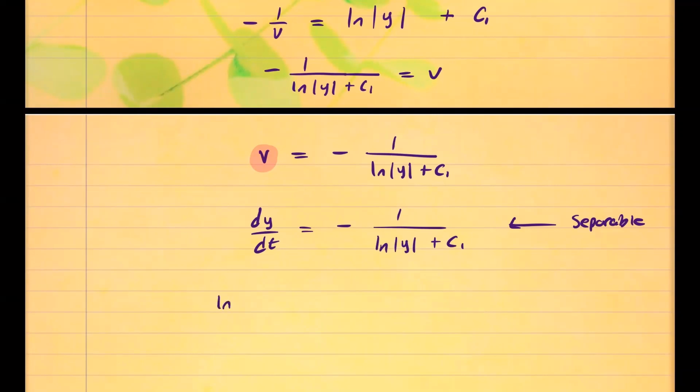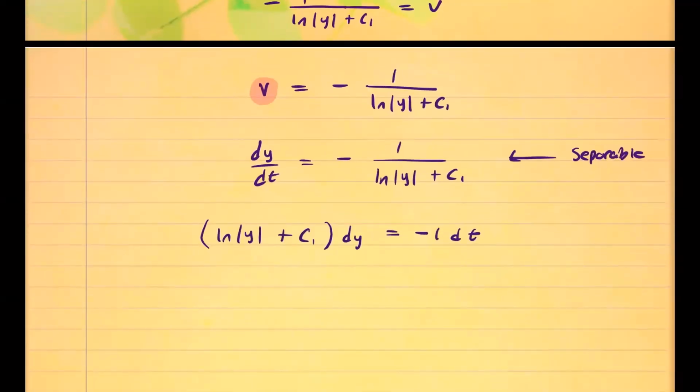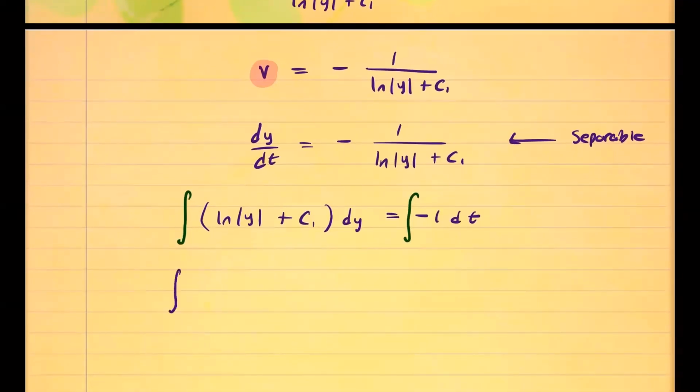So you'll have ln of absolute value of y plus c1 times dy is equal to negative 1 dt. And now we can integrate both sides with respect to its variables. On the left-hand side, we're integrating ln of absolute value of y dy. I'm going to separate them into two pieces so you can see why. So we're integrating these two pieces on the left side. On the right side, you can see that's an easy integral. This is just negative t.